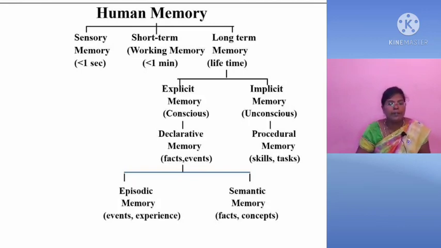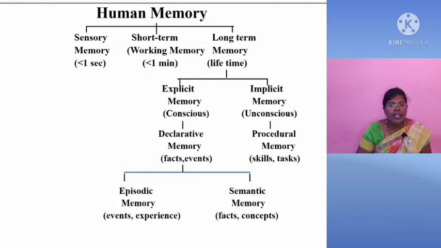What is meant by explicit memory? Explicit memory is conscious memory. Conscious means when we are awake, what is happening around us, what things are going on around us. That is called explicit memory. Implicit memory means unconscious. While we are sleeping, or while we are thinking about something, we are unconscious. That part is called implicit memory.